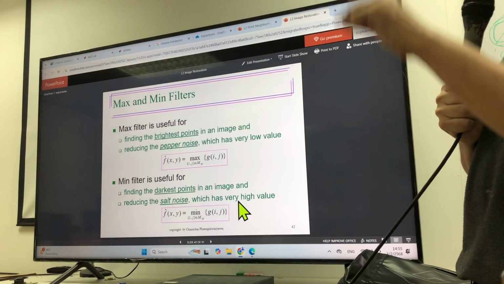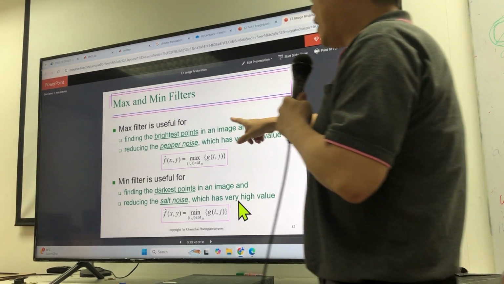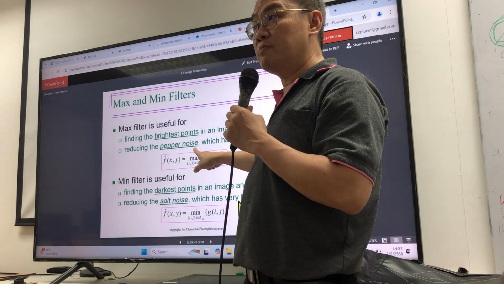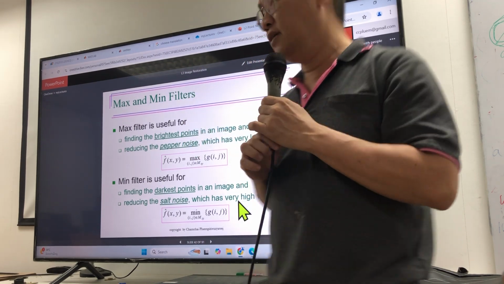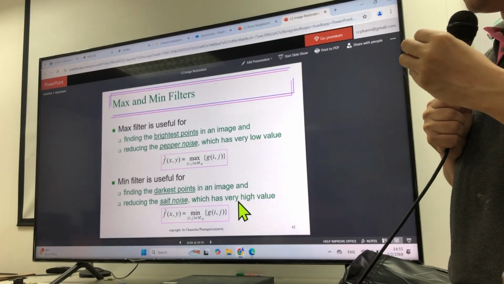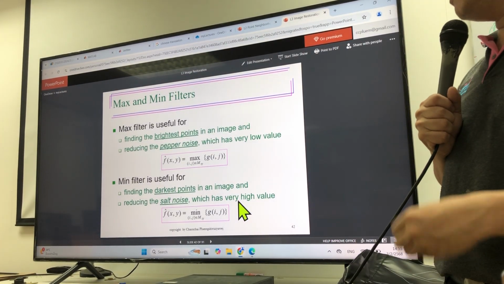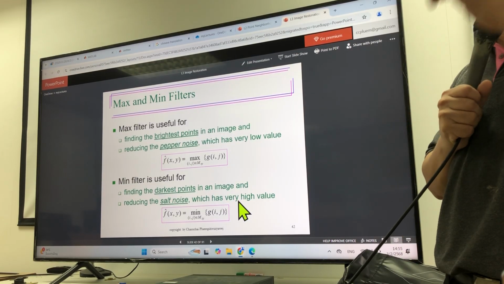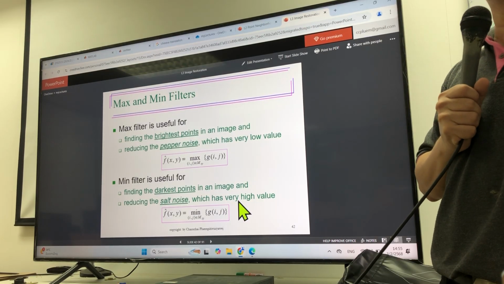Max filter: you find the highest value within the window. If you find the highest value within the window, the thing you can get rid of is the pepper noise, because the pepper noise is usually not the highest value, right? So the max filter is best for getting rid of pepper noise. The min filter is the opposite. It's best to get rid of the salt noise because it takes the lowest value, and the lowest value within the window is usually not the salt noise.